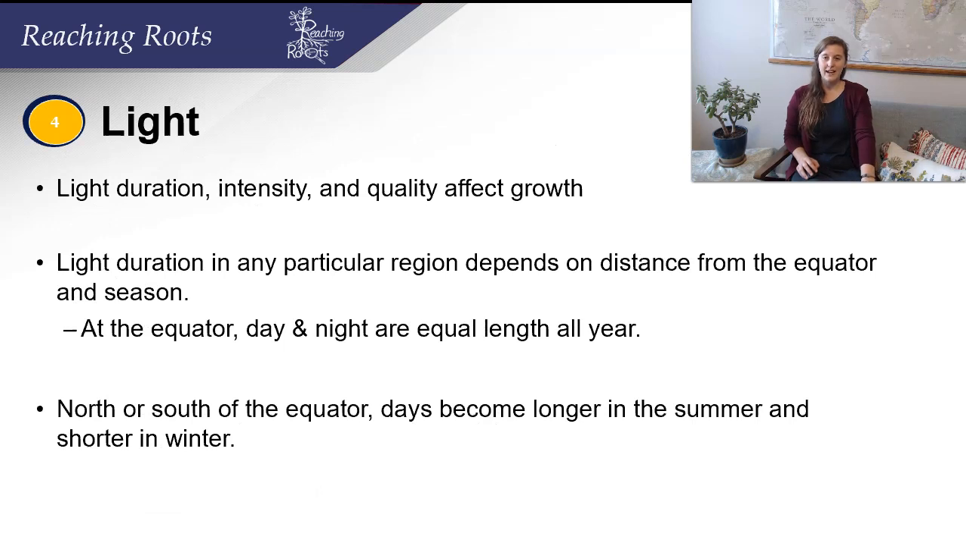Next, we're going to talk about light. Light duration, intensity, and quality affects plant growth, and the amount of light that different areas of the world receive is highly dependent on the distance from the equator and the season that we're in at a certain time. At the equator, day and night are equal all year long. North or south of the equator, days become longer in the summer and shorter in the winter.